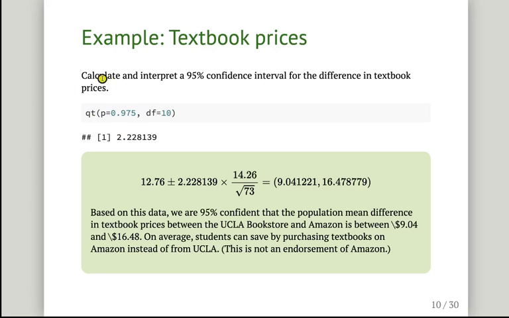Our quantile from this t-distribution is 0.975. So we'll plug everything into our calculation and get a result like this. So we're 95% confident that the population mean difference in textbook prices is somewhere between $9 and $16. On average, students can save by purchasing textbooks on Amazon instead of from UCLA.